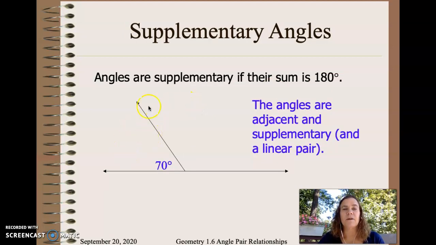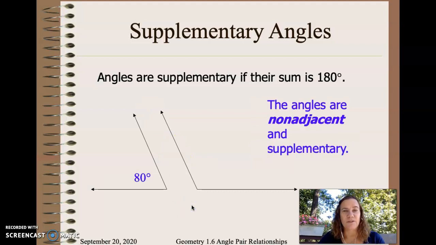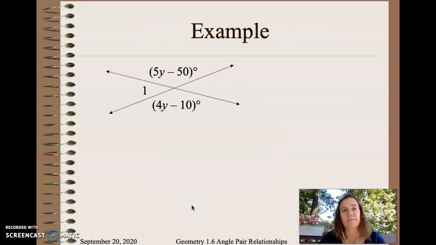Supplementary angles: their sum is 180. This pair is supplementary and adjacent because they share the common side. These two are supplementary but not adjacent. They don't share a common ray.